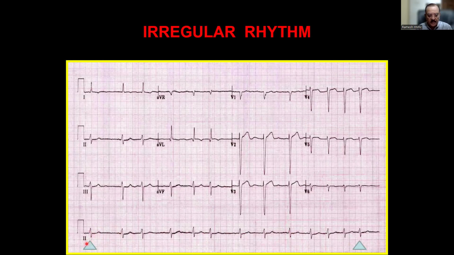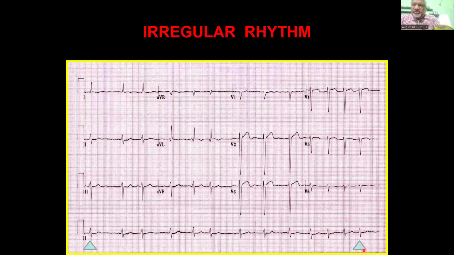From here to here, if you count, it will be 50 big squares. That means it is a 10-second recording. So how many QRS are there? 1, 2, 3, ... 13. Exactly. So for 10 seconds, from here to here, the ventricle has beaten how many times? 13 times. So what is the heart rate per minute then?